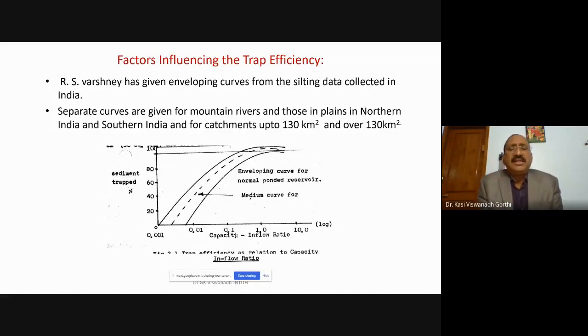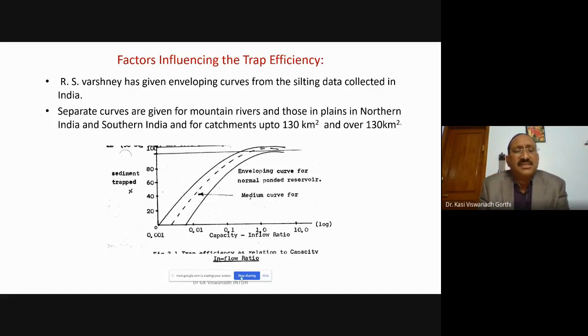Varshney has given these enveloping curves for the Indian conditions. R.S. Varshney has given the enveloping curve for the Indian conditions. So separate curves are given for mountain rivers and those in plains, in northern India and southern India, for catchments up to 130 square kilometers and over and above 130 square kilometers. Different categories are given here, like the envelope curves for North India, for southern India, for less than 130 square kilometers, for more than 130 square kilometers. Similarly, for the plain areas and for mountain areas, because all these are influencing factors for the trap efficiency.